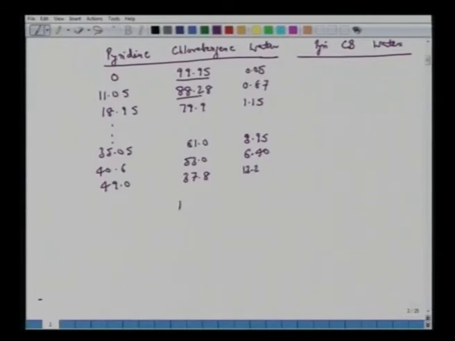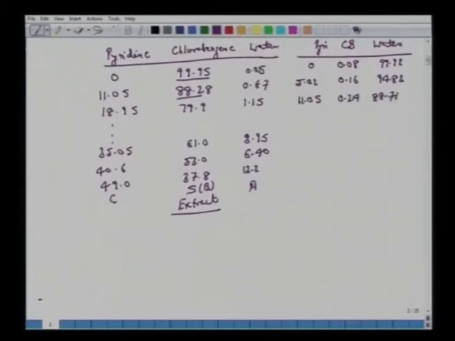99.92, 5.02, 0.16, 94.82, 11.05, 0.24, 88.71. Let's skip some of the data here. 44.95, 4.18, 50.87. Then we have 53.2, 8.90, 37.9, and we have 49.0, 37.8, and 13.2. Now, before we plot, let's inspect here.